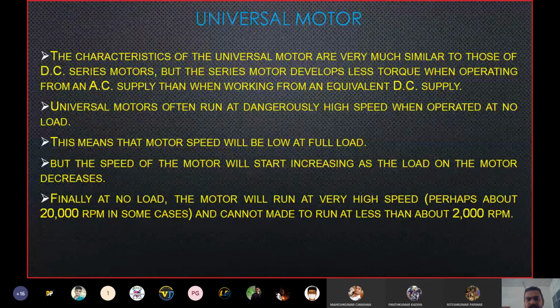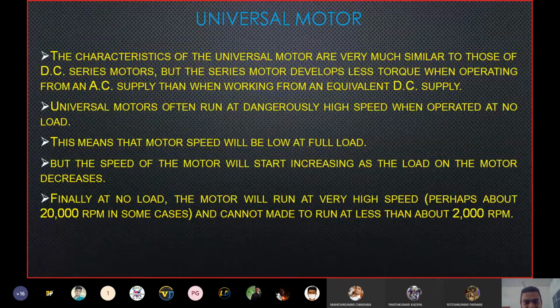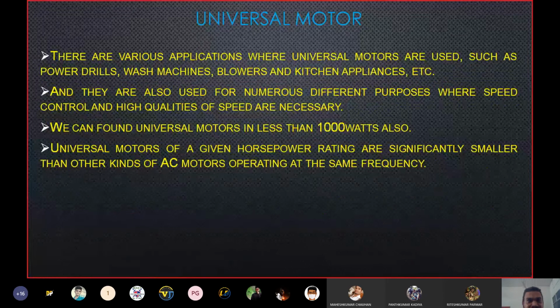Finally, at no load the motor will run at very high speed, nearly equal to 20,000 rpm in some cases. When load is not connected, the speed becomes dangerously high, and the motor cannot be made to run at less than 2,000 rpm. Okay, there are various applications where universal motors are used, like power drills, washing machines, blowers and kitchen appliances.